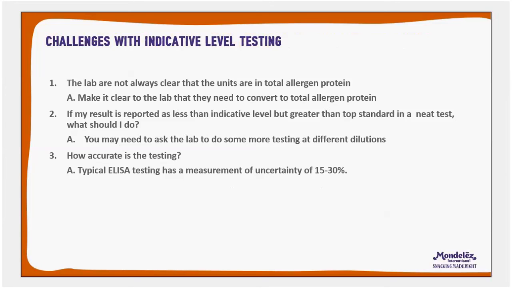When we think about how accurate the testing is, typical ELISA testing will have a plus or minus measurement of uncertainty associated with it of between 15 and 30%. So in other words, if your result is coming back at 98 parts per million hazelnut protein, that doesn't necessarily mean it's definitely okay, and we would ask you then to contact your sanitation leads to help guide you through.